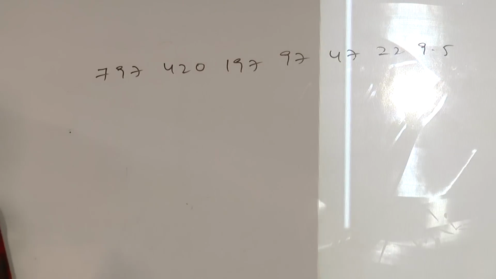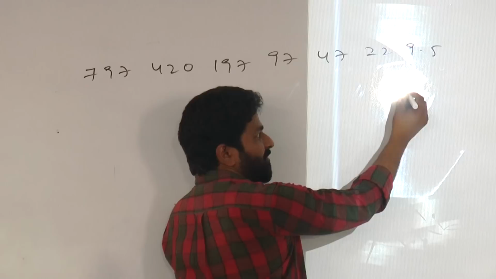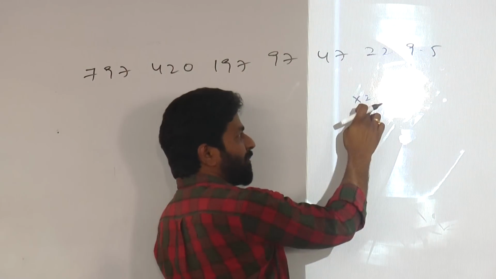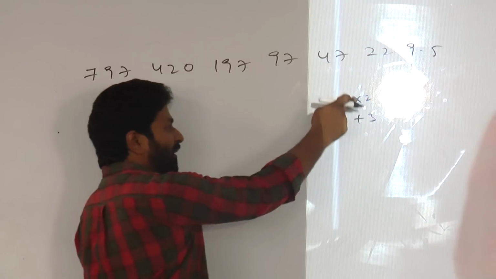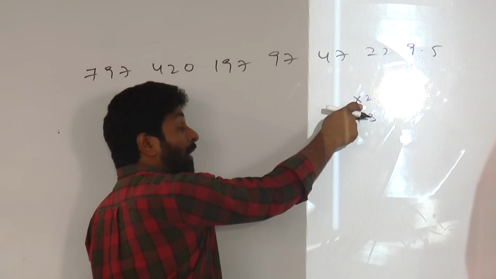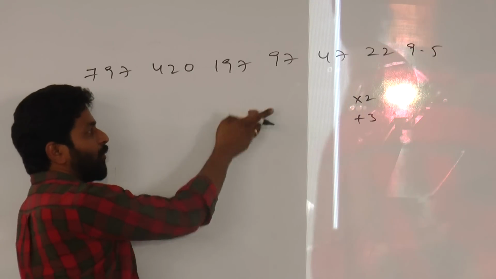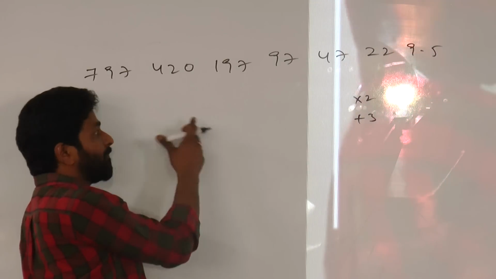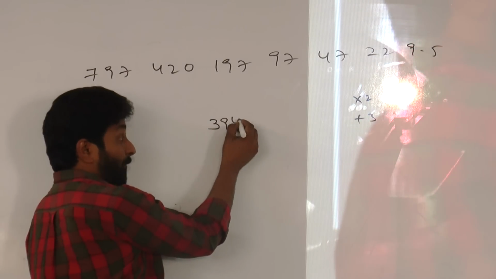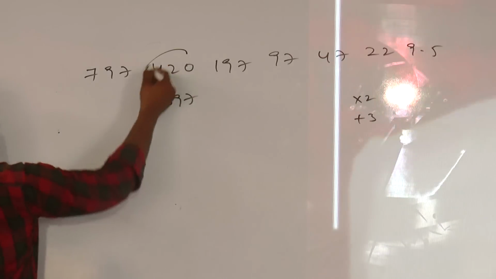Better to start with the least numbers. So let me start with this number, 9 and a half, 2 times is 19 and then add 3 here, that becomes 22. 22 2 times, 44 plus 3, 47. 47 2 times, 94, 97. 97 2 times, 194 plus 3, 197. 197 2 times, that will be, wait, 6 less than 400, 394 plus 3, you should have 397 here. So this one is 420.